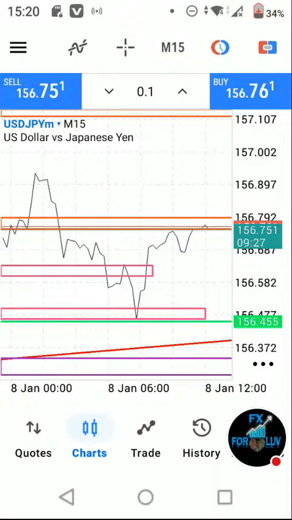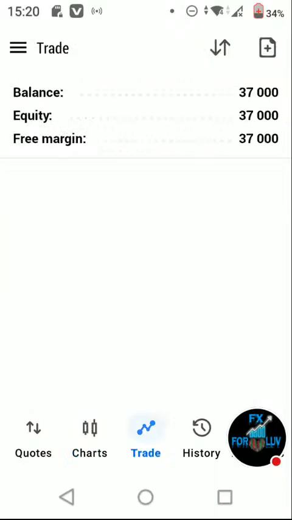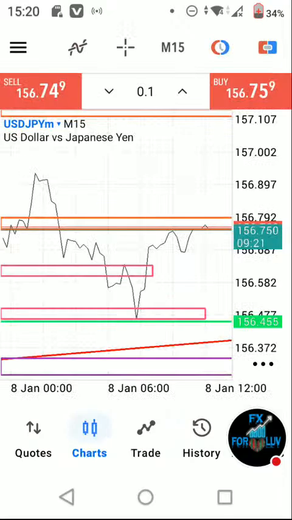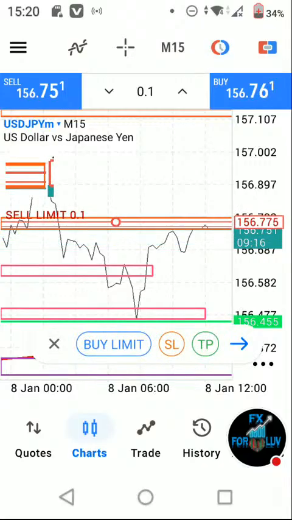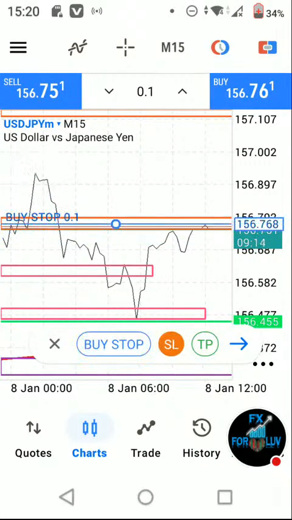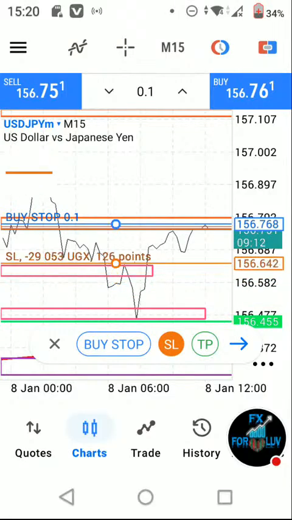So you can see that even if I chose to risk 5,000 UGX of this account of 37k, and I chose to use, let me say, 0.01, and I'm taking a buy around there, a buy, and I'm placing my SL below this.